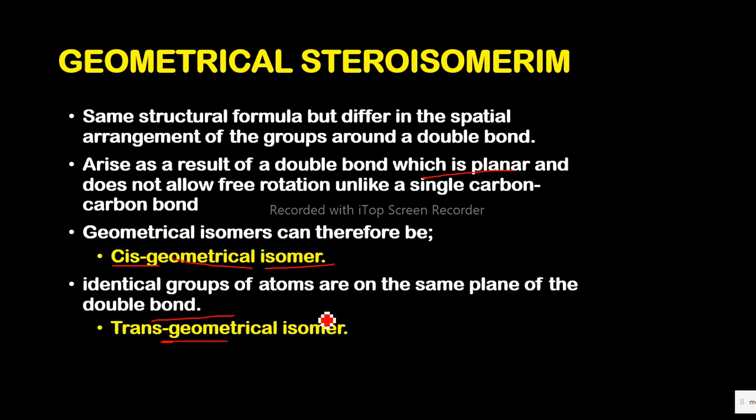In cis isomerism, the identical groups, the groups that are the same, are oriented on the same side across the double bond. We are going to illustrate it, have no worries. Whereas in trans geometric isomerism, the identical groups are on totally opposite sides across the double bond. I hope I have an illustration.